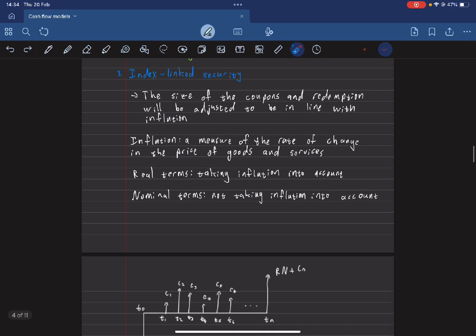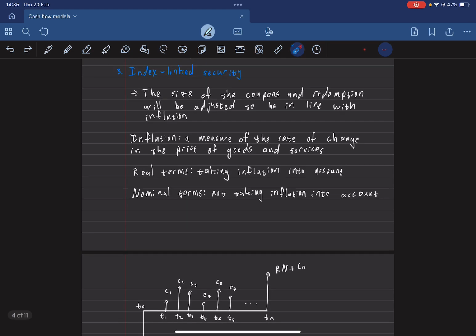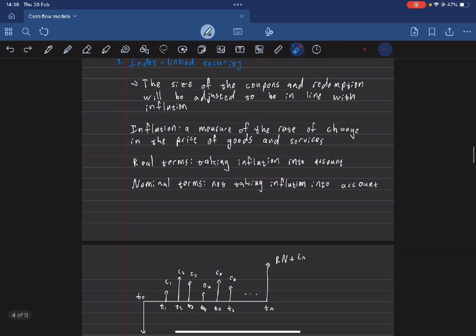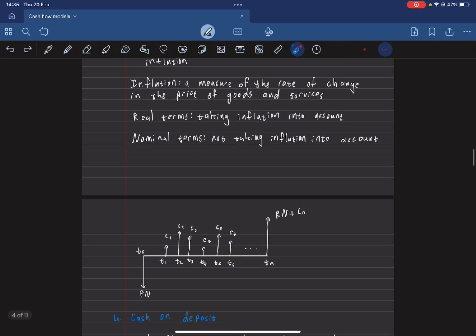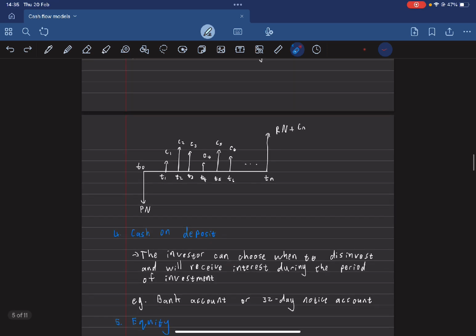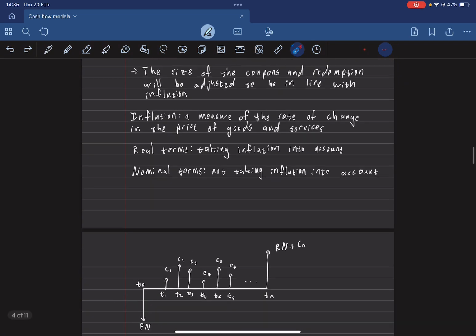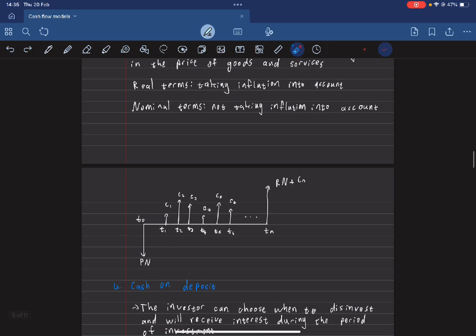Now we're going to look at something quite similar with a slight difference. It's called an index-linked security. Now the size of the coupons and redemption will be adjusted to be in line with inflation. So let's do a quick recap of what inflation is. Inflation is defined as a measure of the rate of change in the price of goods. Real terms are when you take inflation into account, and nominal terms are when you don't take inflation into account. So this is what one example of an index-linked security could look like.